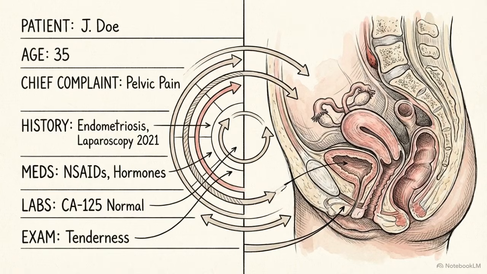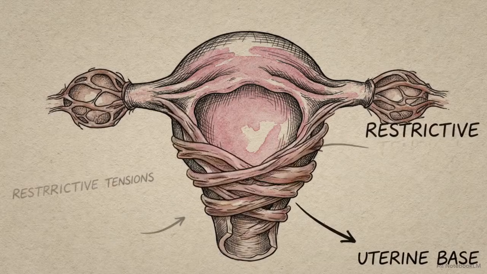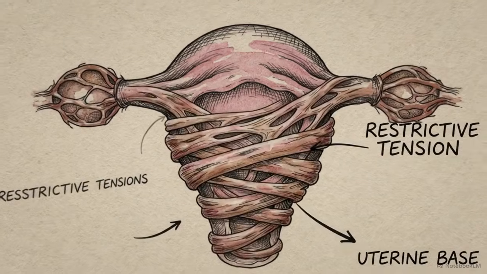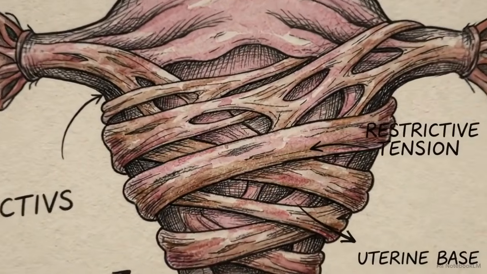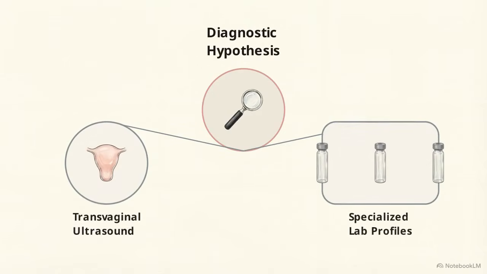sequence. By the end of the sequence, the patient history has framed the anatomical findings discovered during the physical examination. This process frequently reveals silent pathologies, such as a fixed uterus caused by adhesions, that the subjective history alone could not detect. The entire evaluation culminates in the diagnostic hypothesis. This hypothesis branches into two final tools: transvaginal ultrasound and specialized lab profiles.